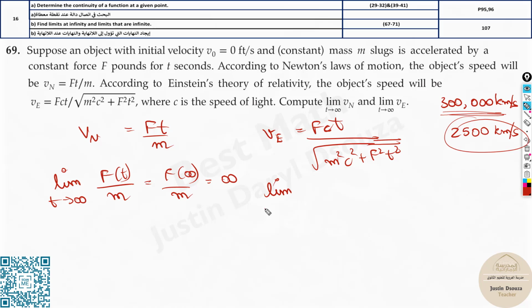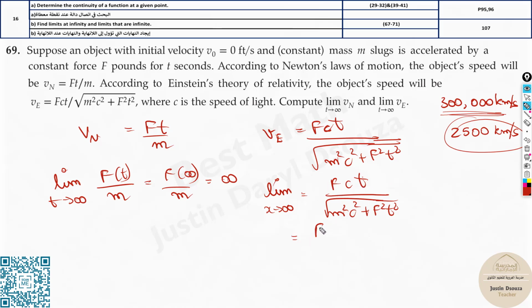Now same thing, we take the limit as t tends to infinity. First let me write it: fct divided by square root of m square c square plus f square t square. Now put infinity wherever. But before that, since we have t over here and t below, we have to remove this out and try to cancel or simplify as much as possible. Don't directly put infinity. That would be wrong substitution. Why? Because there's infinity up and down here, right? We have to simplify this term.